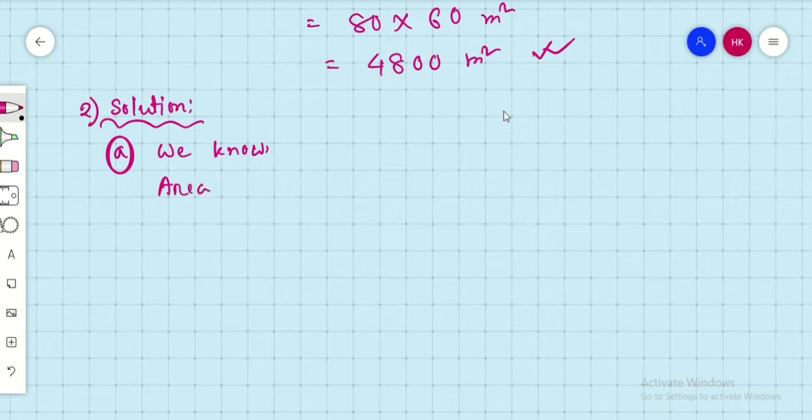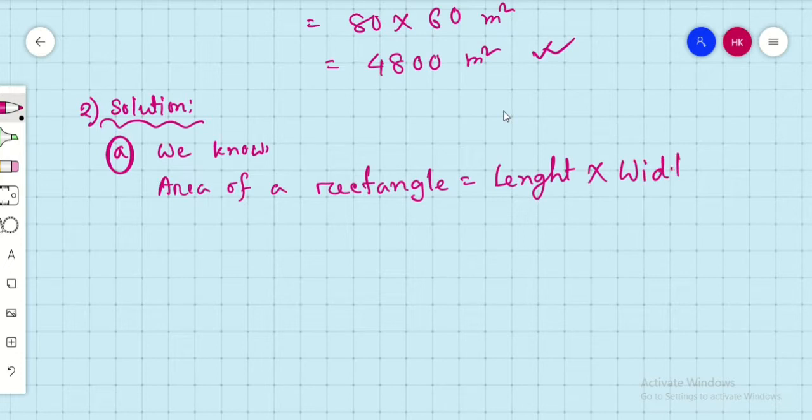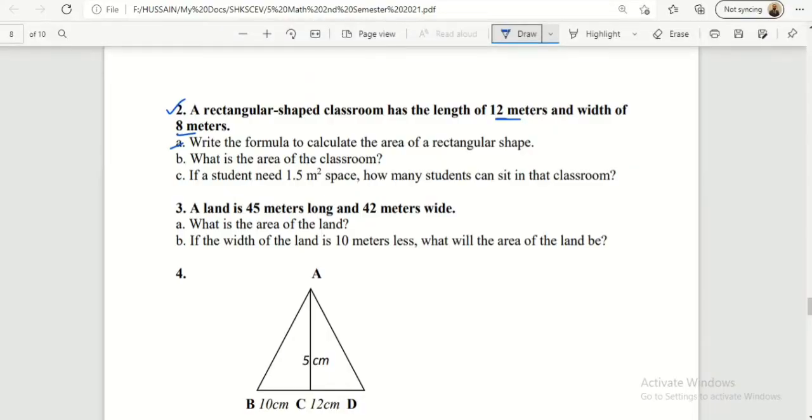We know area of a rectangle is equal to length times width or breadth square unit. This is the answer of number A. Number B. Number B asks, what is the area of the classroom?